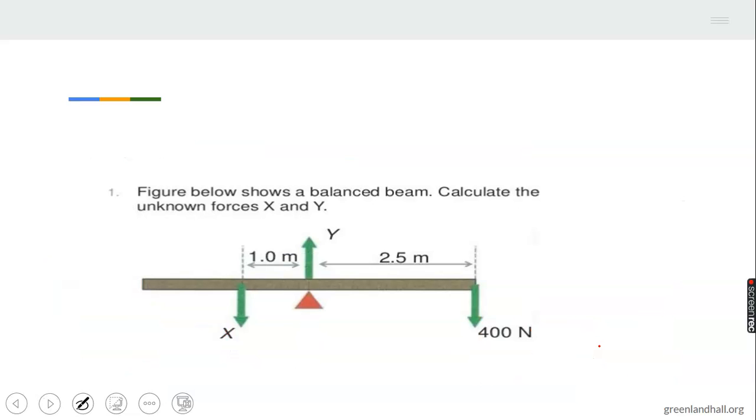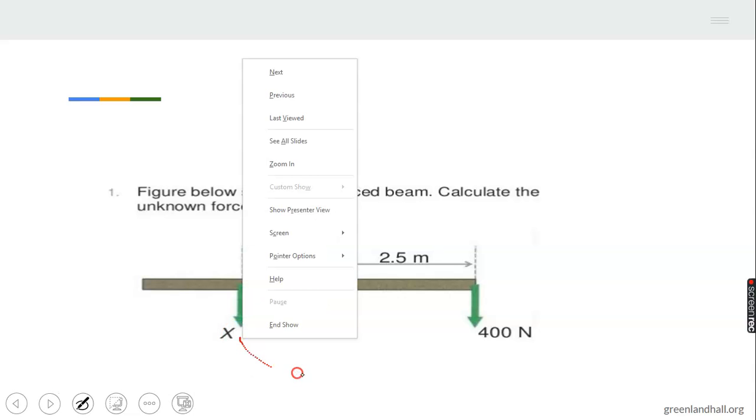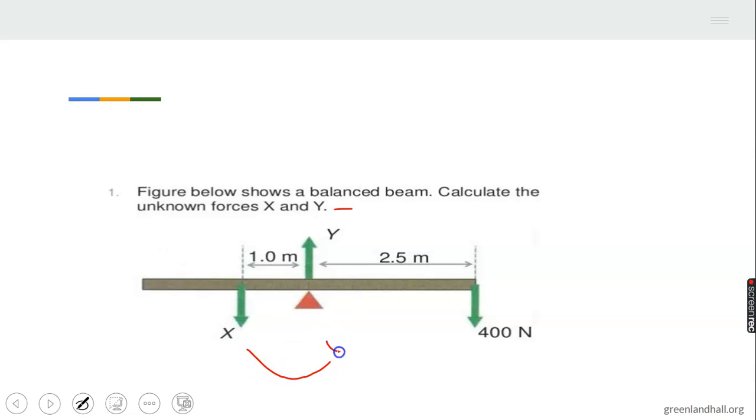Another example is this. You have 3 forces. One is facing up and 2 are facing down. Calculate the unknown forces X and Y. Now, when you are taking your moment about this point, this is your clockwise and this is your anti-clockwise. From there, you can calculate the value of X and Y.